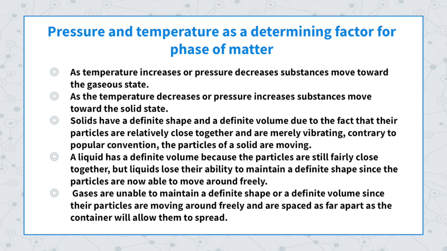Solids have a definite shape and definite volume due to the fact that their particles are relatively close together and merely vibrating, contrary to the popular convention that solid particles do not move. A liquid has a definite volume because the particles are still fairly close together, but liquids lose their ability to maintain a definite shape since the particles are now able to move around semi-freely. Gases are unable to maintain a definite shape or definite volume since their particles are moving around freely and are spaced far apart, as the container will allow them to spread.